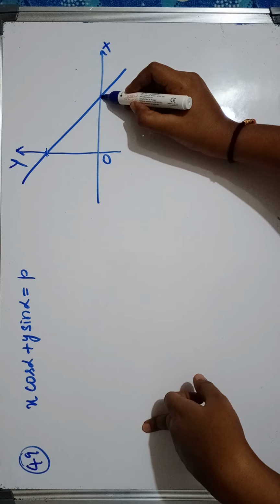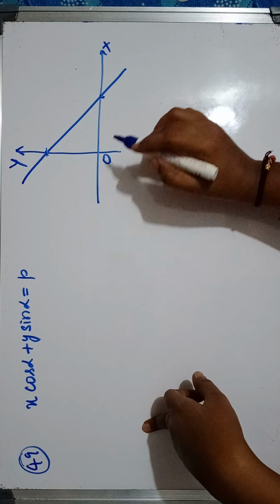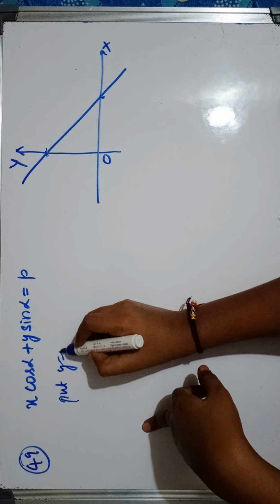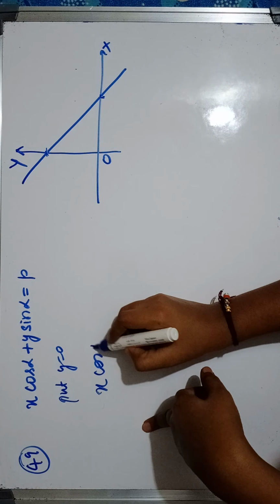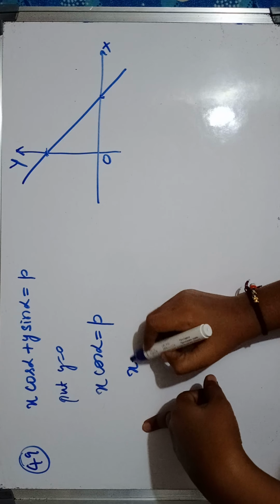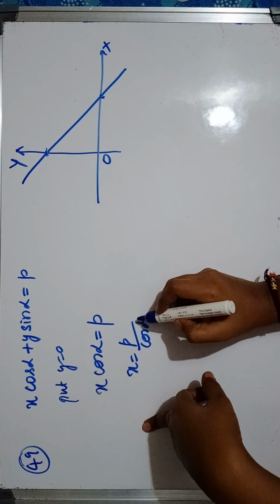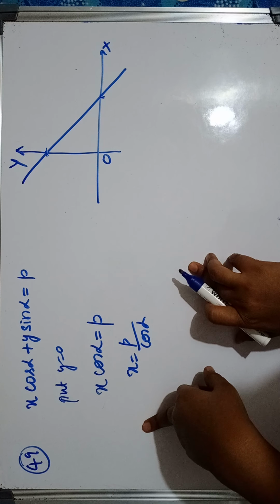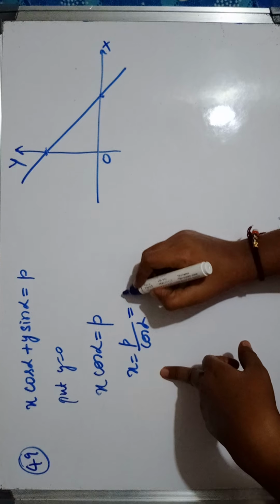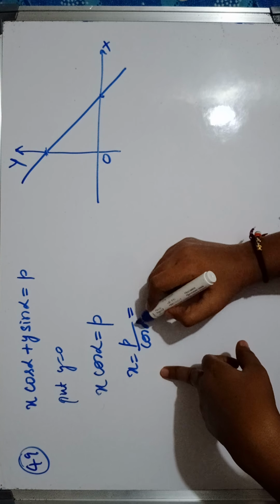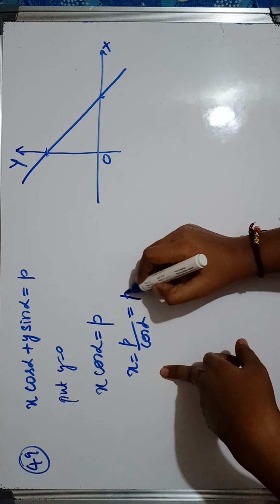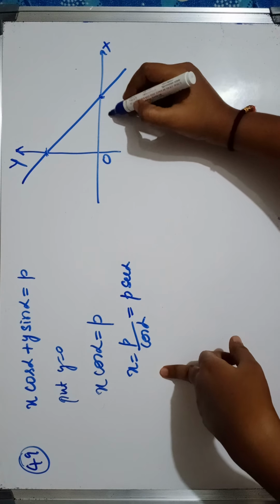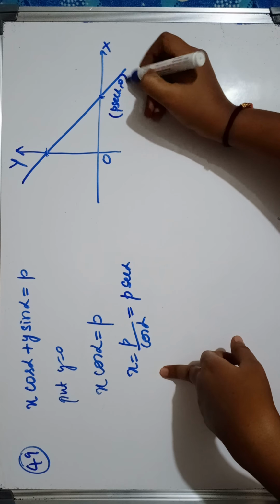So to find the point at which this line meets the x-axis, you have to put y equal to 0 in the equation of the line. Put y equal to 0, you will get x cos alpha equal to p. Therefore, x is equal to p by cos alpha. So 1 by cos alpha is nothing but secant alpha, so p secant alpha. Therefore the coordinates of this point are p secant alpha comma 0.